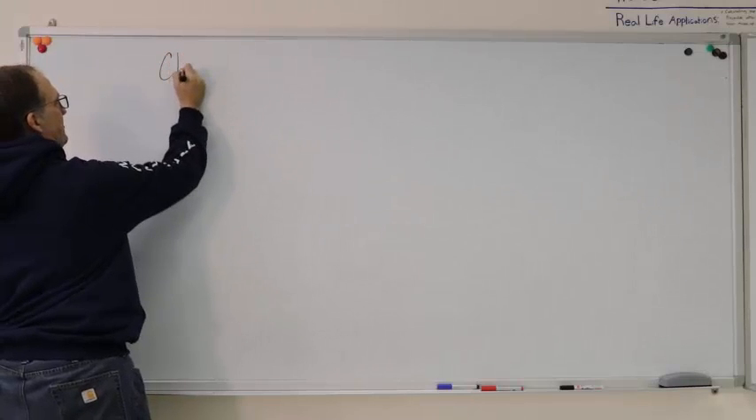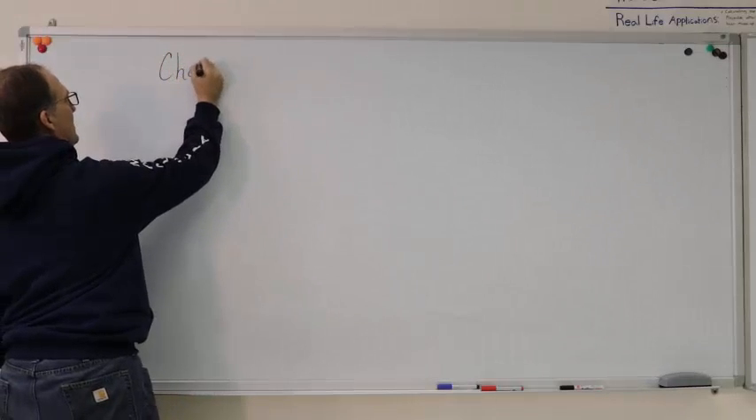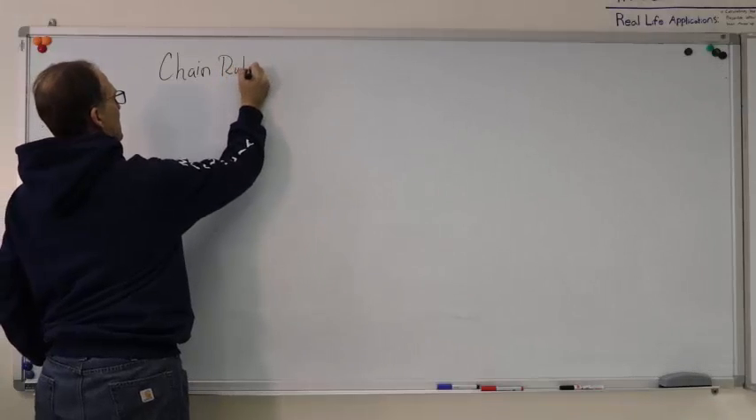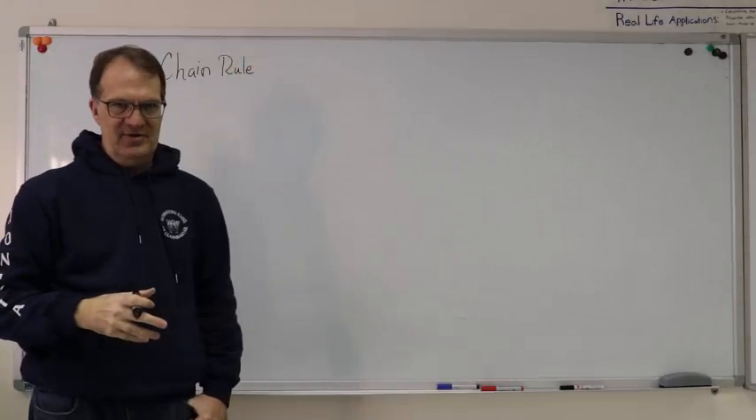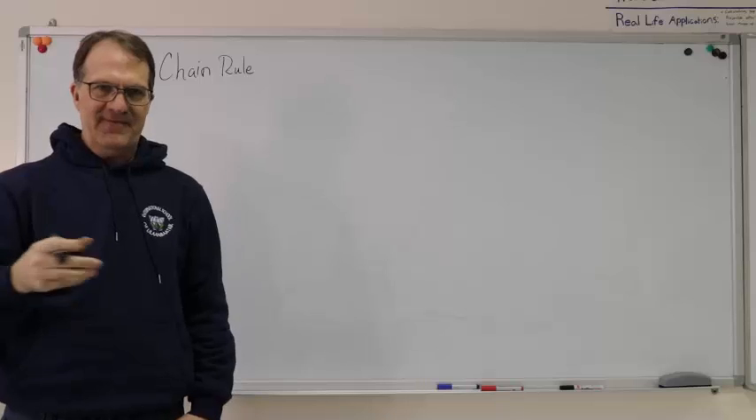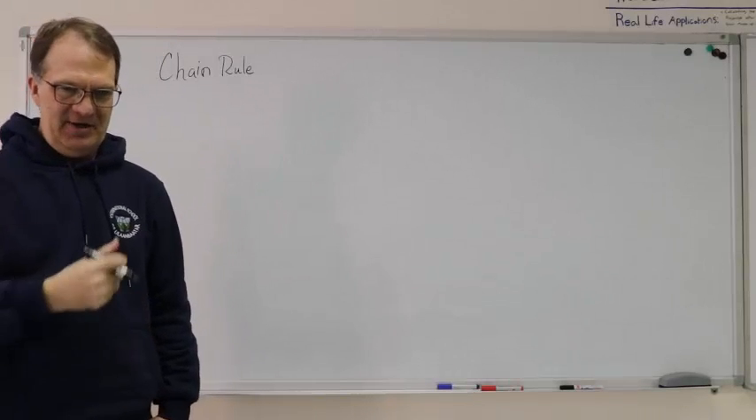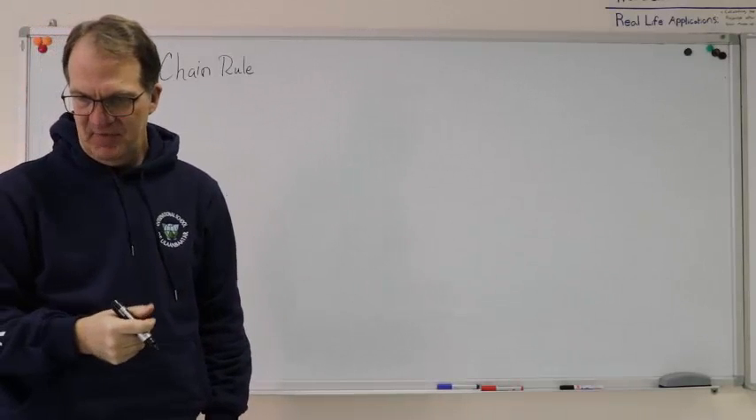The big new idea is what we call the chain rule. Another way to think of it is a function inside a function, and it's how to take the derivative of that.